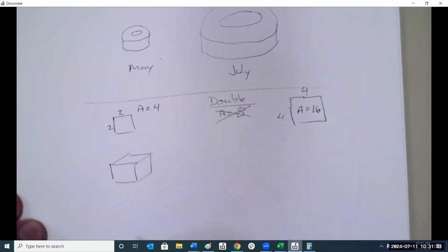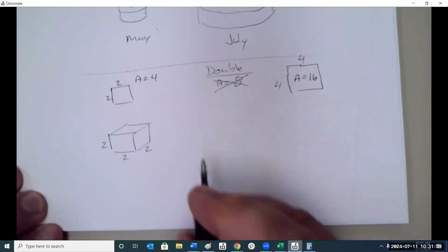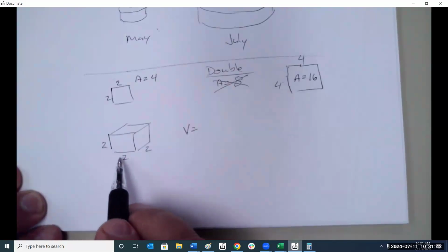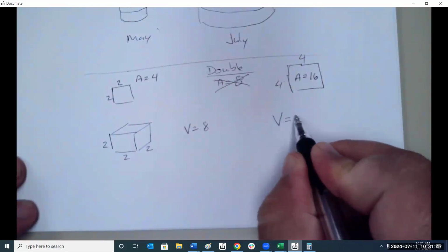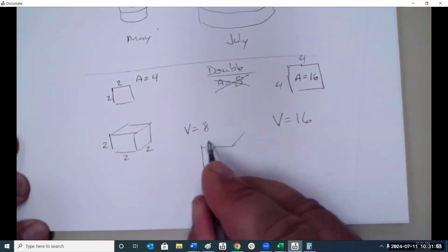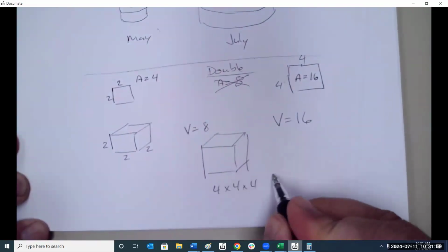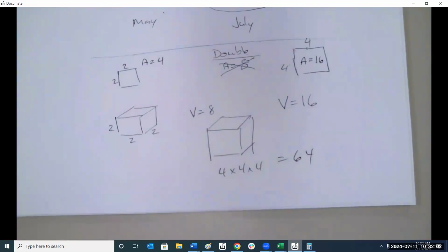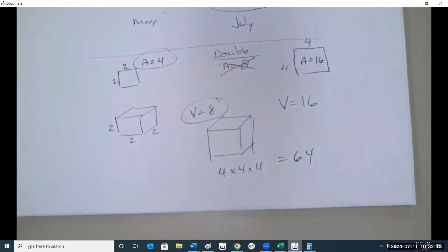How about volume? If each of these were 2 units, what's the volume of this one? 2 times 2 times 2 is 8. If we double it, do we get 16? No, because now we get 4 times 4 times 4, which is 64. Be very careful about when you say, I have this and I double it. It's not the volume or the area that doubles. It's the object itself that doubles.